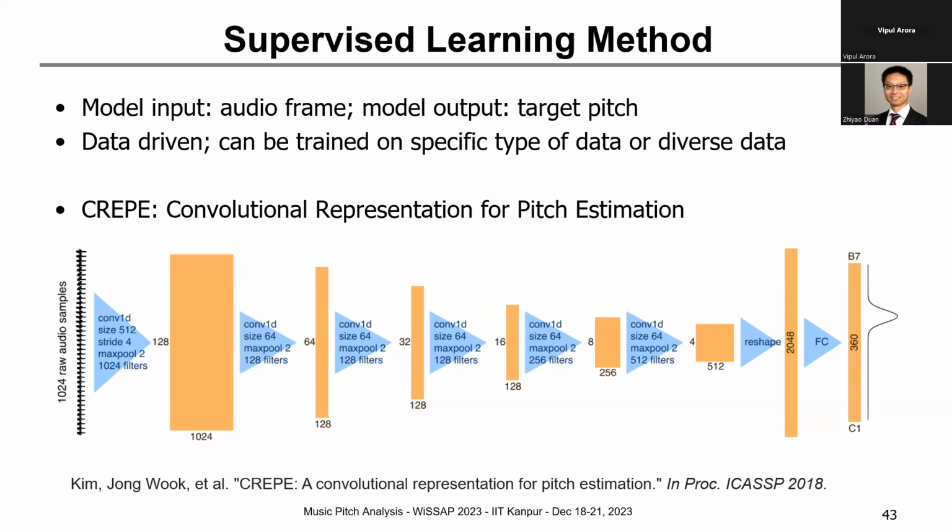And the training will just be a classification problem. So you have input, then you classify, you choose the best among these 360 possibilities, right? And you train.